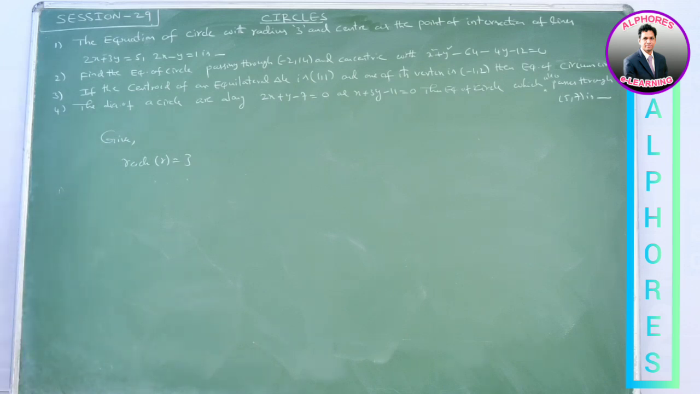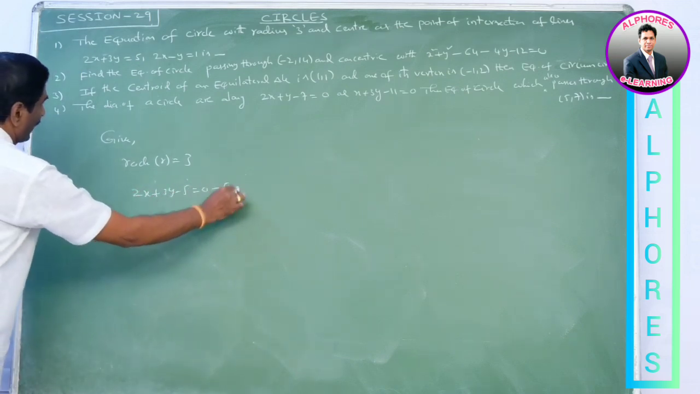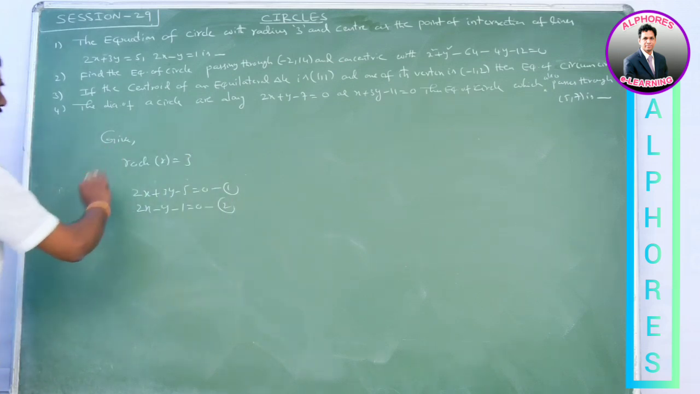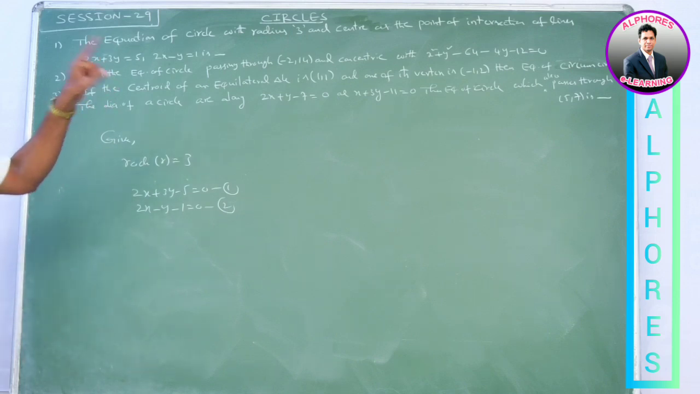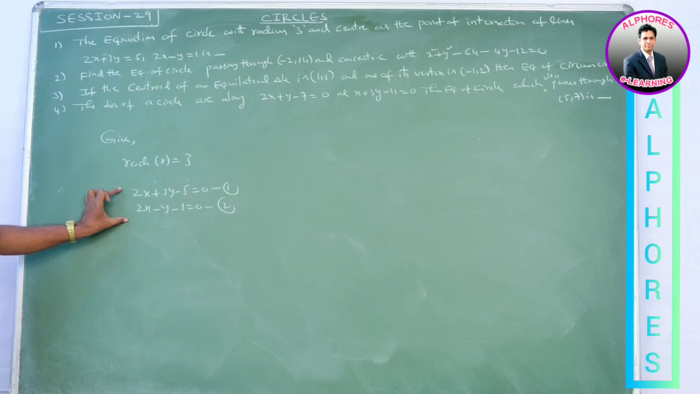Center is not given, but the center is the point of intersection of these two lines. For getting the center, we solve these two equations. The given equations of the lines: 2x + 3y - 5 = 0 is the first line, 2x - y - 1 = 0 is the second line. By solving 1 and 2, we get the center of the circle.